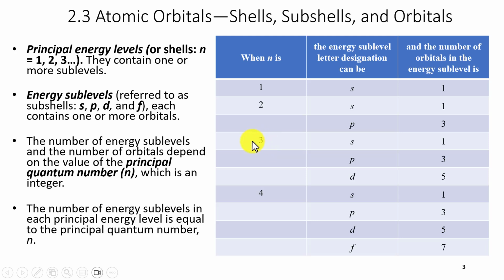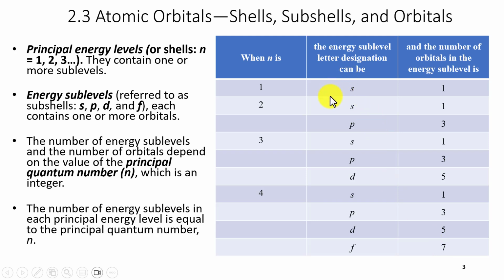For n equals 3, I have 3 sublevels, the S, the P, and the D. And S has 1 orbital, the P sublevel has 3, and the D has 5. For n equals 4, I have 4 sublevels, S, P, D, and F. And the S has 1 orbital, the P has 3, the D has 5, and F has 7.